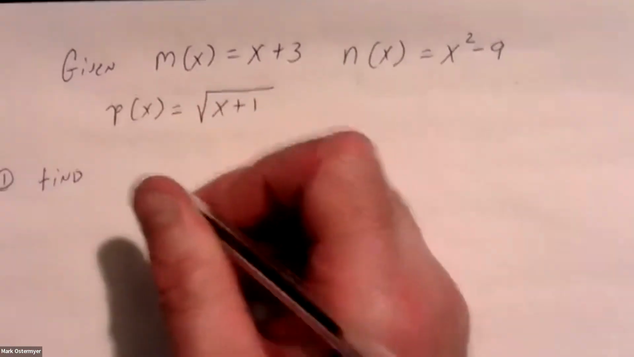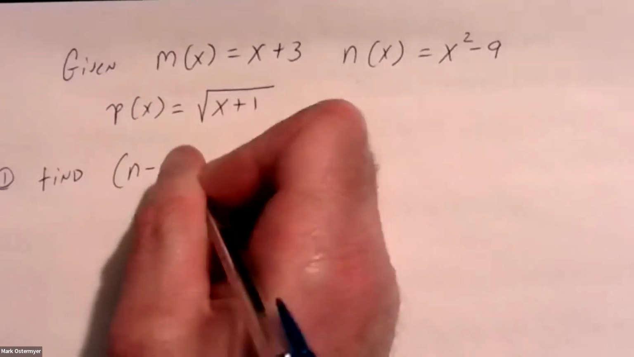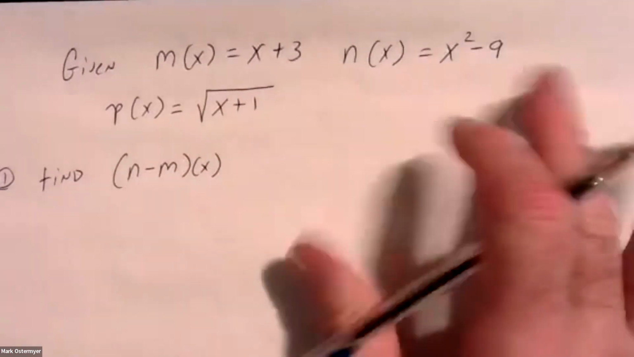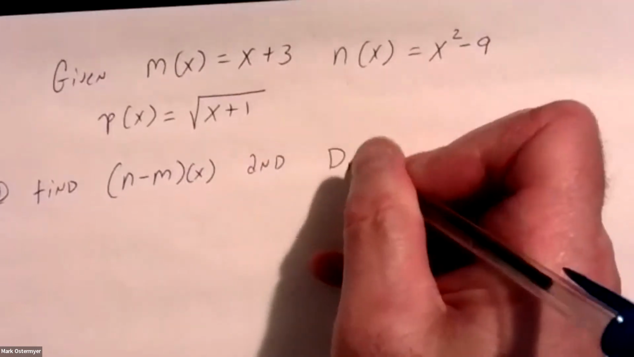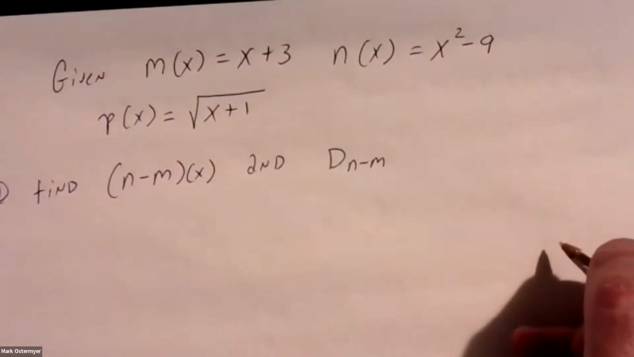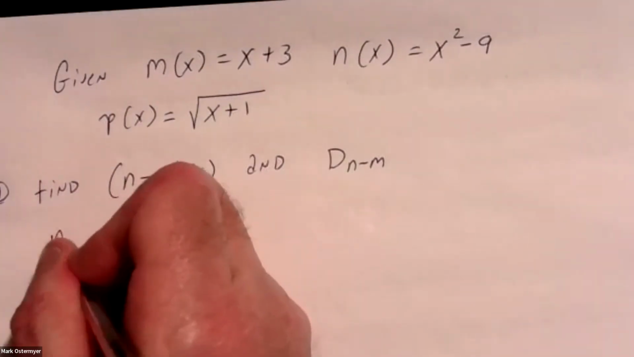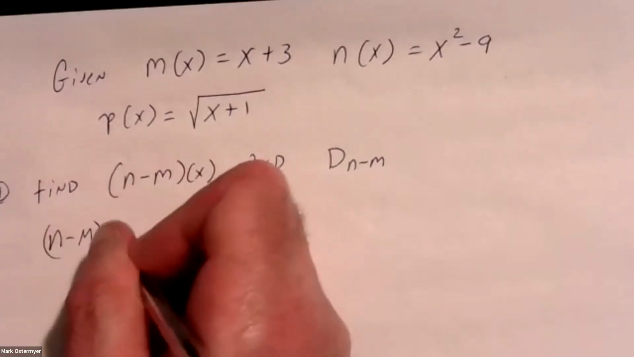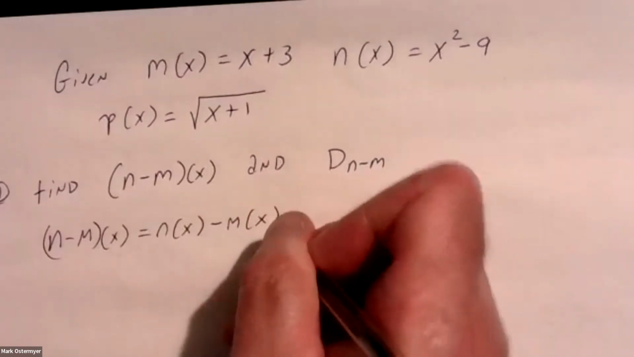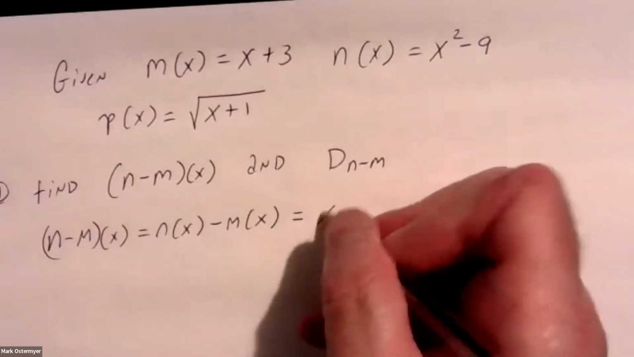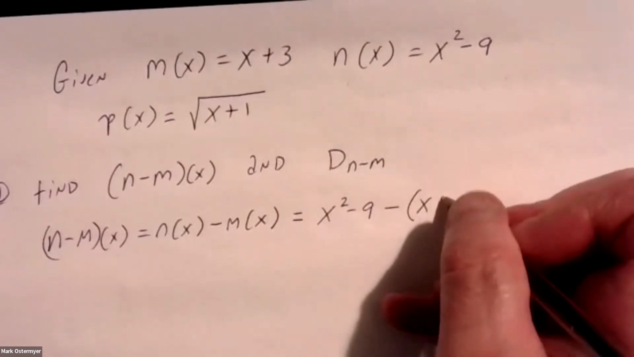So problem number 1, suppose that I want us to find this new function n minus m of x. And I also want us to find the domain of this new function. The domain. Well, n minus m of x is going to be the new function n of x minus m of x. N of x is x squared minus 9, and we're going to subtract off m of x, which is to say we subtract off x plus 3.